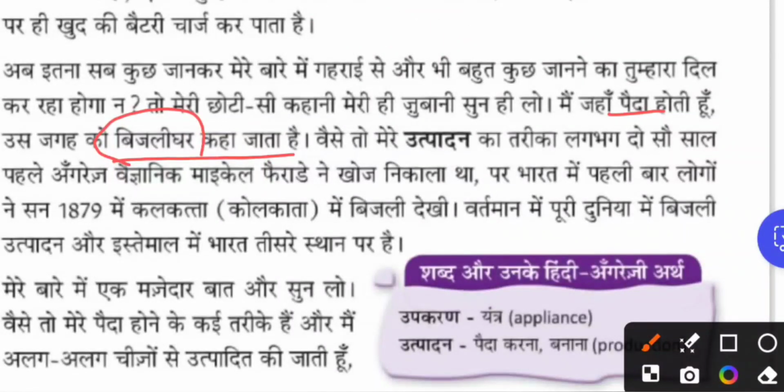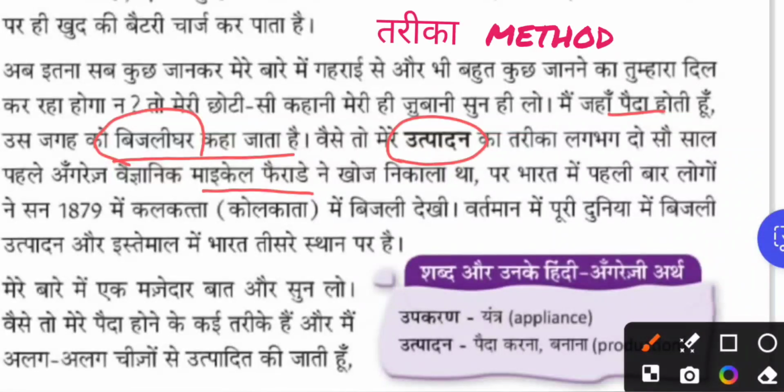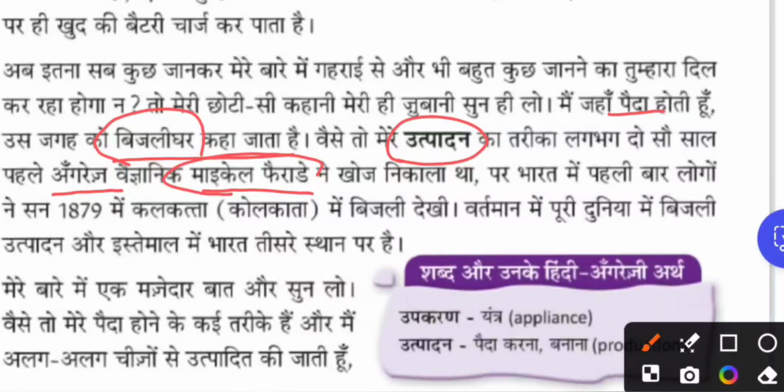The method of my production was discovered about 200 years ago by the English scientist Michael Faraday. So the way electricity has to be produced, how it has to be produced, that was discovered by the English scientist Michael Faraday. I'll show the image of Michael Faraday.